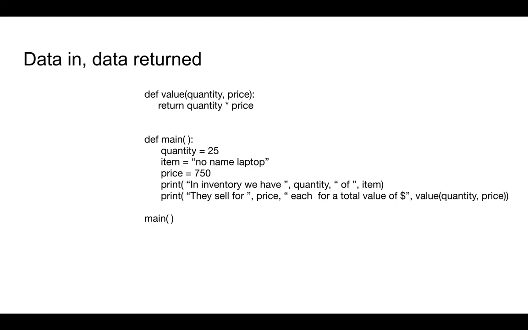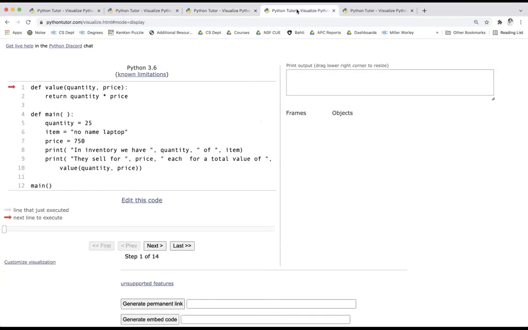We can see this with a variation on our earlier pretty print function. This time I'll leave the printing in main, but compute the value of the item in a separate function. We'll head to Python Tutor once again to visualize execution. The value function is defined. Main is defined. We call main.